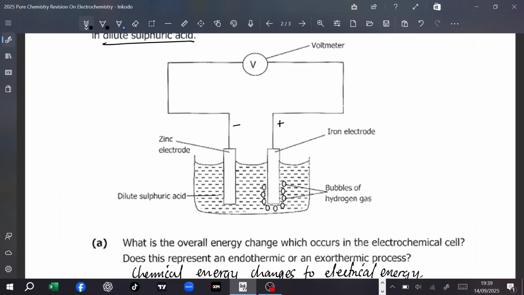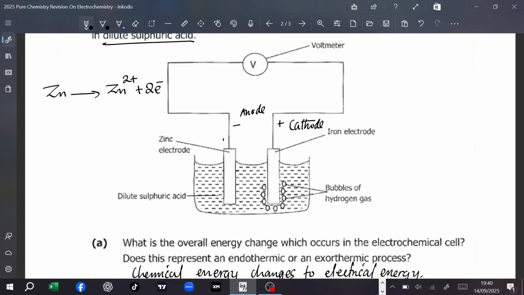Now what happens is this. This one is called the cathode, where electrochemical cells are concerned, and this one is the anode. Now here is the situation. This one loses electrons. Zinc will lose electrons to form zinc ion plus two electrons.